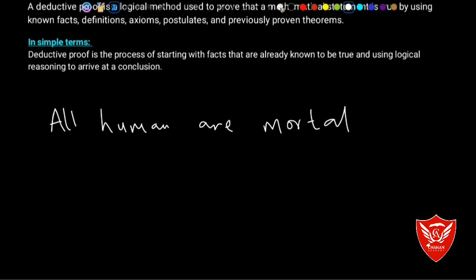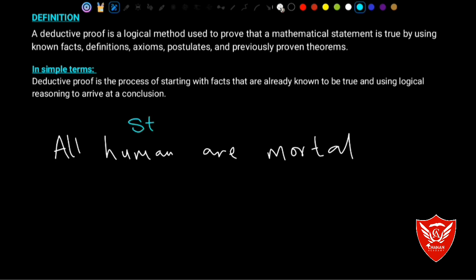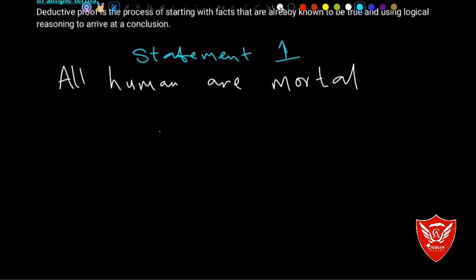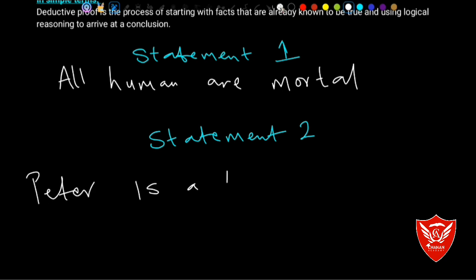Now, if this is a statement that we have made, that all humans are mortal, let us call this statement 1. Statement 1. Let this be the first statement. So let us make another statement. Statement 2. Now, let's say Peter is a human.